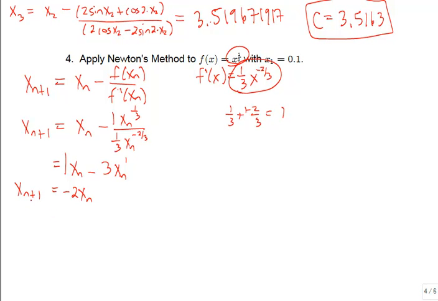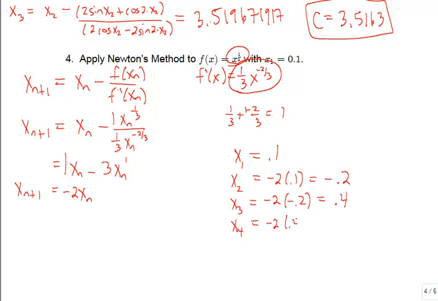The next guess is going to be negative 2 times the previous guess. So if we let our x sub 1 be 0.1, then x sub 2 would be negative 2 times 0.1, so negative 0.2. And x sub 3 would be negative 2 times that last answer, so negative 2 times negative 0.2 is positive 0.4. X sub 4 would be negative 2 times that, so that would be negative 0.8. X sub 5 would be negative 2 times that answer, so that's going to be positive 1.6.